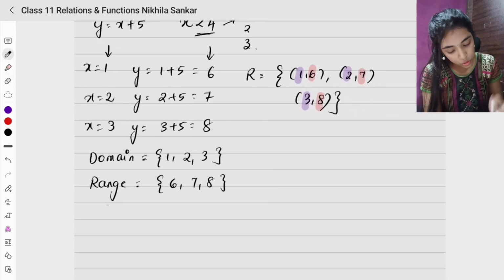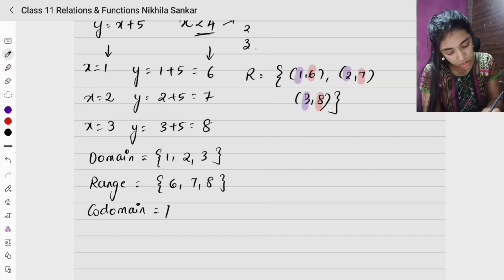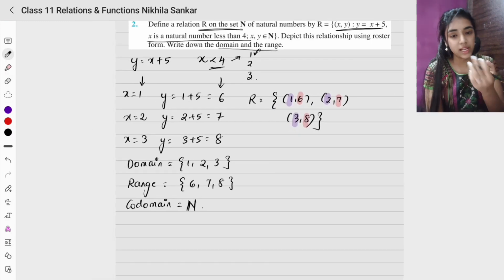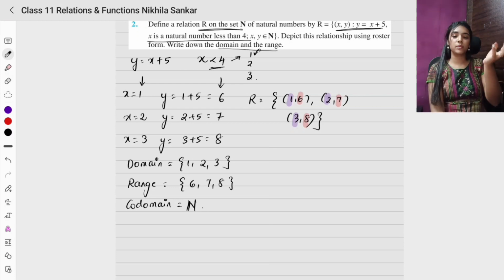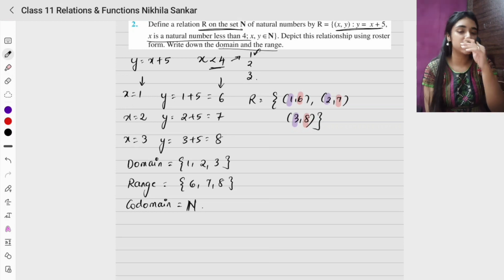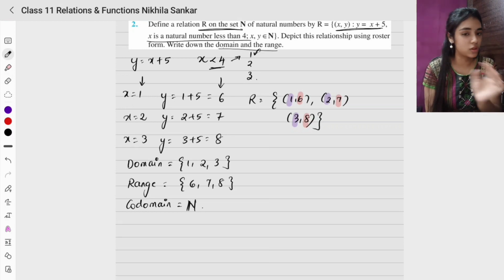They have not asked for the codomain, but what is the codomain? You guys tell me. Codomain is going to be all natural numbers. Okay, it is given in the question. So it is going to be all natural numbers. We are considering all natural numbers. Only inside the relation do we have a condition. So the condition applies only for domain and range, not for the codomain.